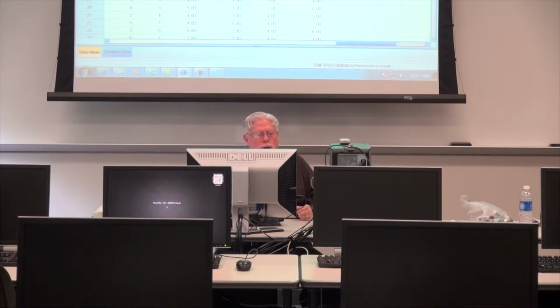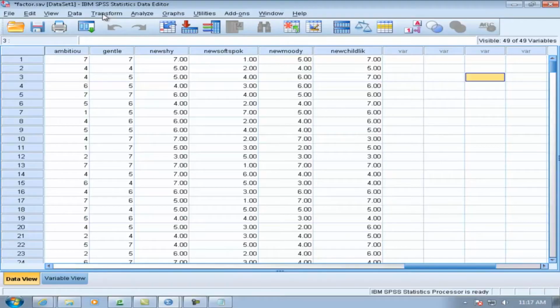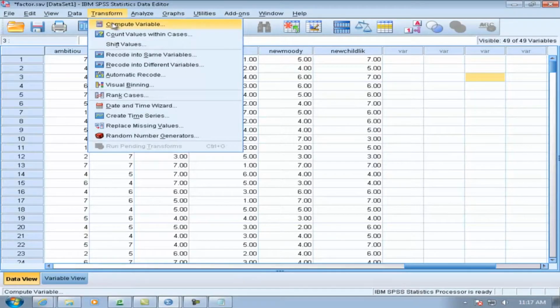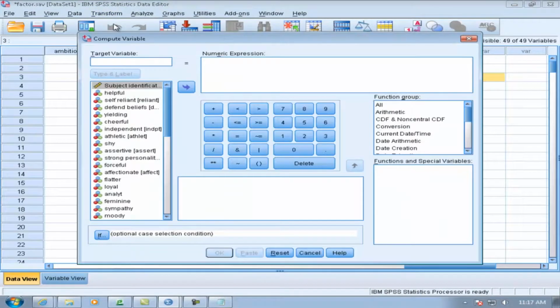So what we're going to do now is I'm going to go back to transform again. This time it's going to be compute. And I'm going to call this total. You can't leave any spaces here, okay? Total assertive or something like this, okay? You see what I did?